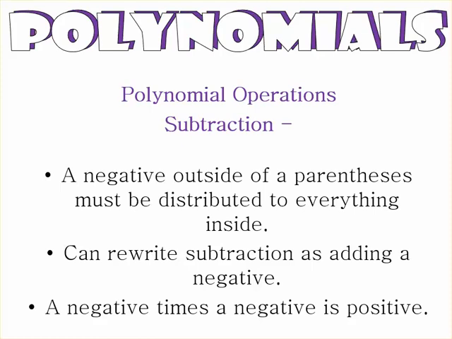Now, when we subtract a polynomial, we're going to be subtracting a bigger group inside of parentheses. That subtraction outside of the parentheses must be distributed to everything inside. I recommend that we start by rewriting this subtraction problem as adding a negative, and then we're going to distribute. Key thing to remember is that a negative times a negative is a positive.